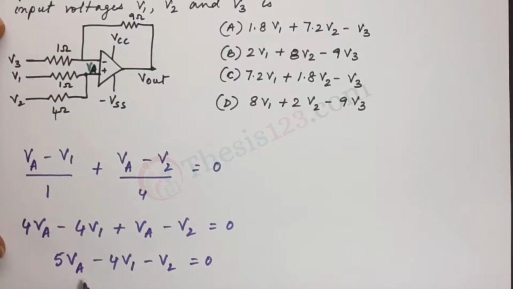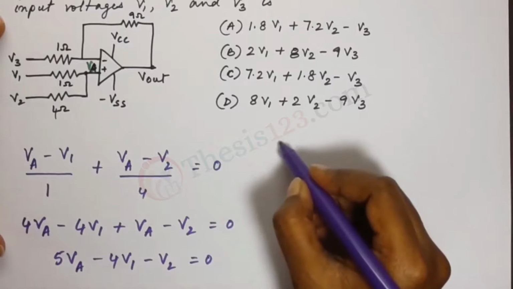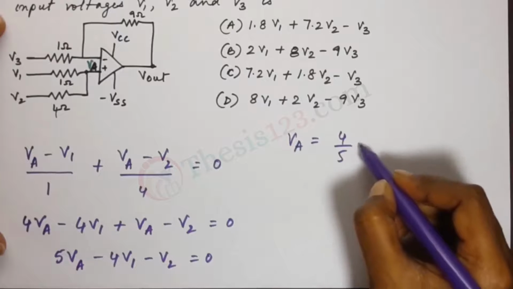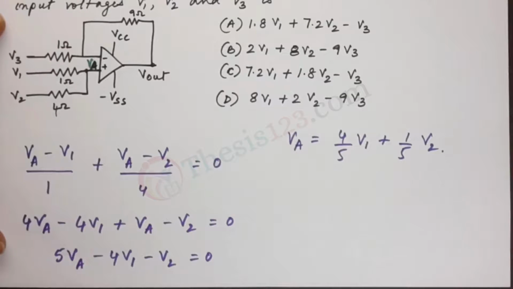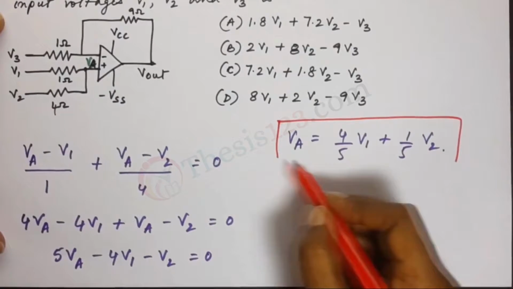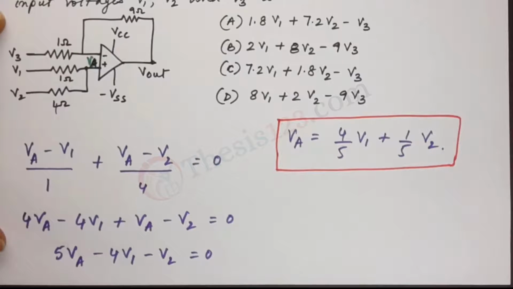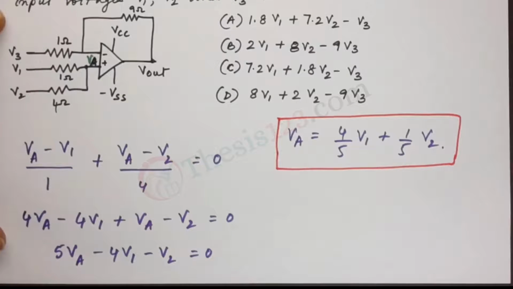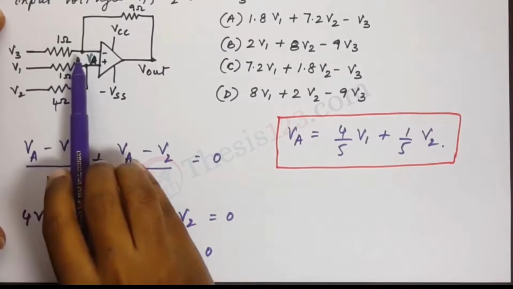Okay. Let's write VA in terms of everything else. So from here we have VA is equal to 4 by 5 V1 plus 1 by 5 V2. So let's keep this equation in mind. We are going to use this for the next part of the solution. Okay, so the next thing is to write down the second current equation. Let's take the same point, but this time we will take the point here. So that's VA now.